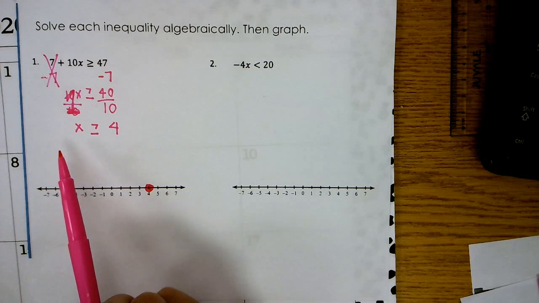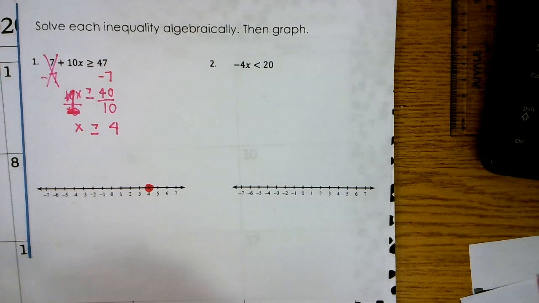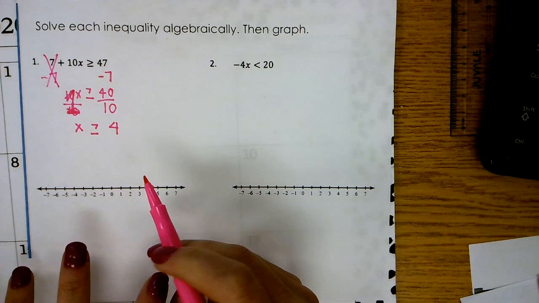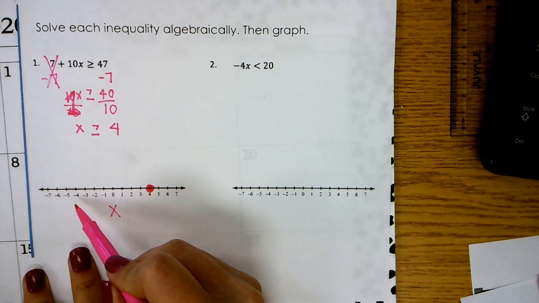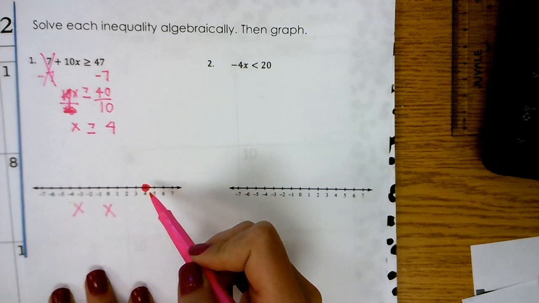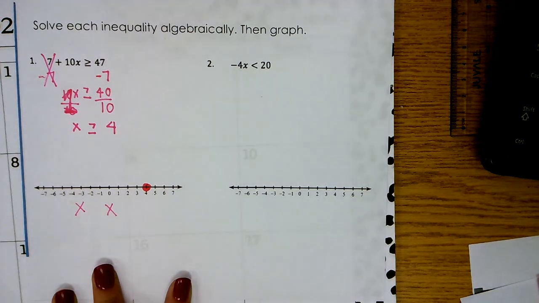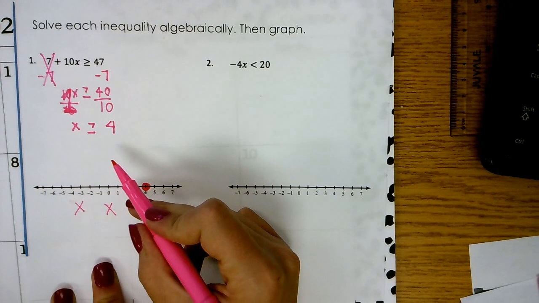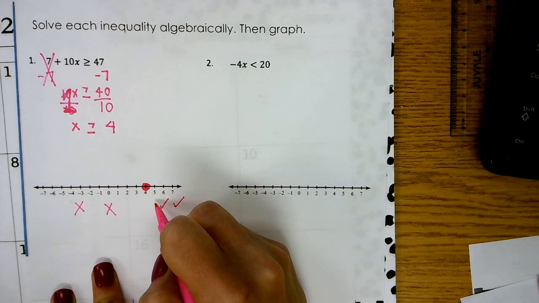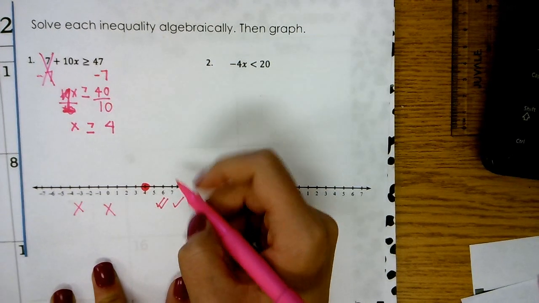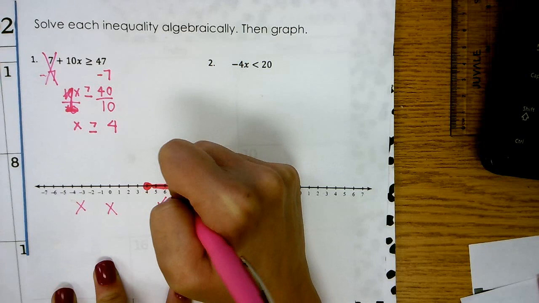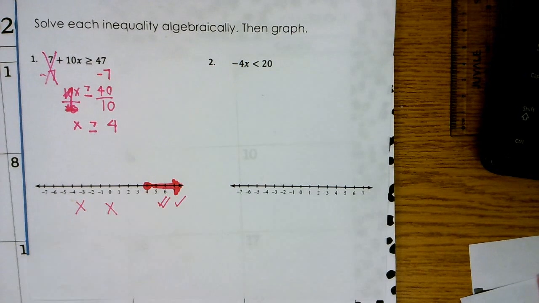So let's plug numbers in for x and see if they make the inequality true. Let's start over here with 0. Is 0 greater than or equal to 4? No, 0 doesn't work. Is negative 4 greater than or equal to 4? No, negative 4 doesn't work. So it doesn't look like any numbers to the left of 4 are going to make our inequality true. Let's check some numbers to the right. Is 6 greater than or equal to 4? Yep. Is 7 greater than or equal to 4? Yep. Is 5 greater than or equal to 4? Yep. Should I shade to the right of 4? Yes. So to put your solution on the number line, you're going to shade all of the numbers that are bigger than or equal to 4.